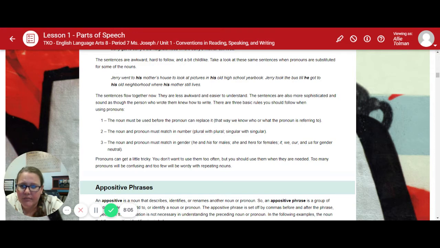Pronouns can get a little tricky. You don't want to use them too often, but you should use them when they are needed. Too many pronouns can be confusing, and too few will be wordy with repeating nouns.